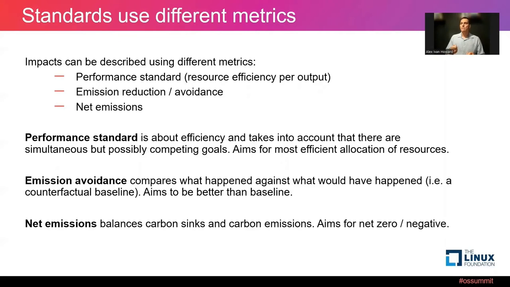And that's why efficiency is an important goal. And that's a legitimate way of looking at the problem. Emission avoidance compares what happened against what would have happened. So a counterfactual basis. And that aims to create a situation better than it would have been. And then net emissions is something different as well. That just balances emissions and sinks. And so I want to sink more than I emit, without reference to what would have happened.